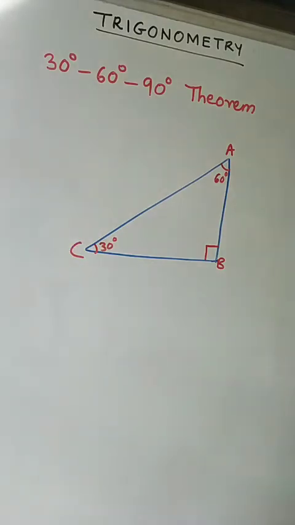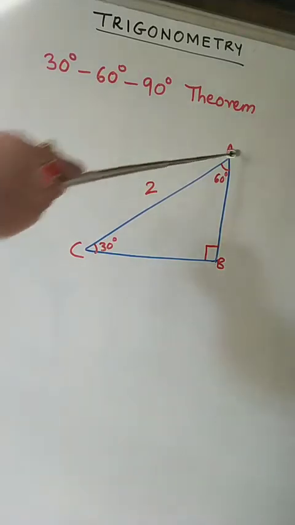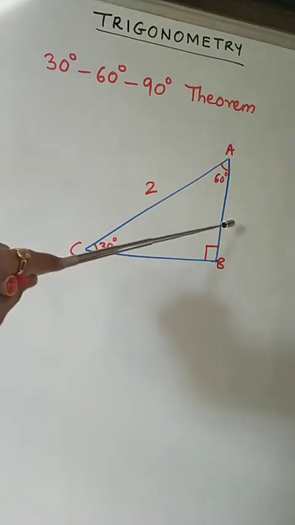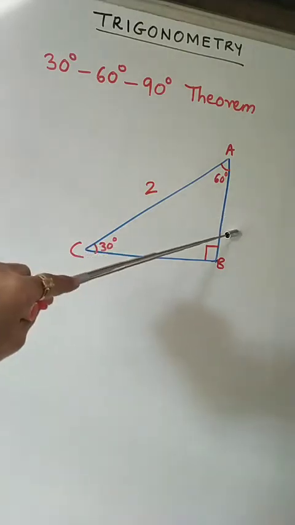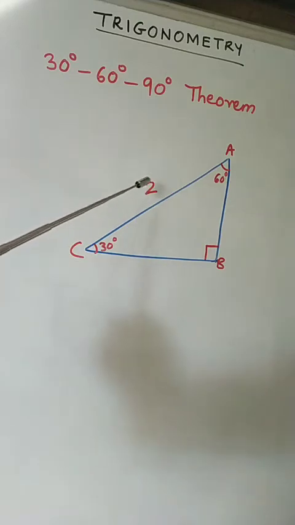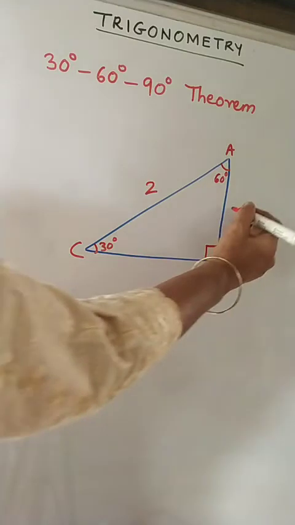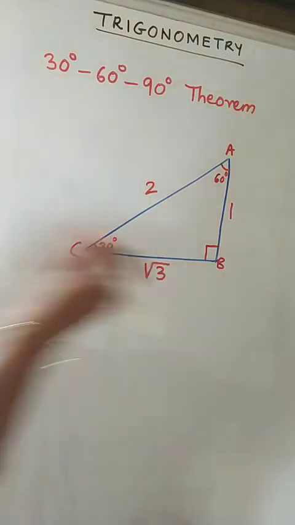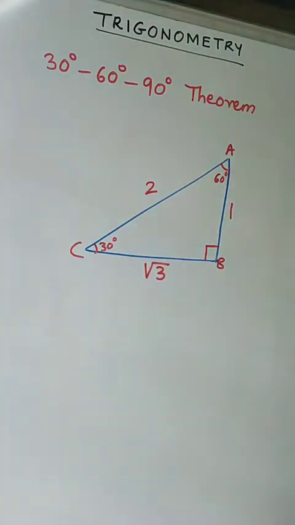Now, supposing hypotenuse is 2. We assume that it is 2. Then how much will be this side, which is opposite to 30 degrees? Half of hypotenuse, that is half of 2. So how much will it be? 1. Fine. Now apply Pythagoras. When you apply Pythagoras, you can find out this side. And this side turns out to be root 3. So these are the things that you have to start with.